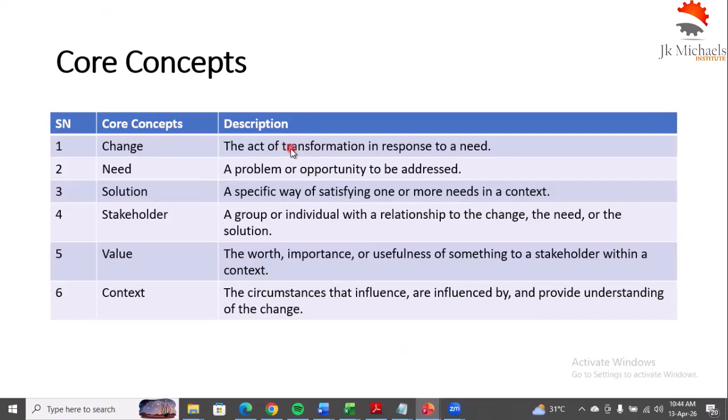So assume that there is an emerging market. There's an emerging market type that a business has not capitalized on, and it needs to design a product for that new market. That's a transformation in response to a need. A need in this case is an opportunity. Now, a need can be a problem, on the other hand, or an opportunity to be addressed. It is addressed through a change.